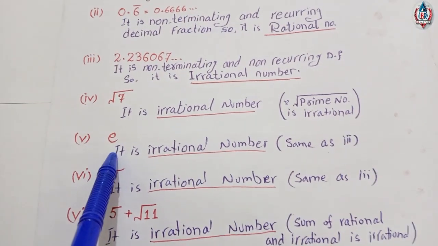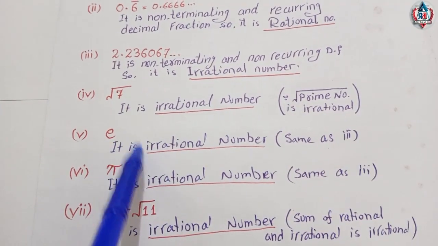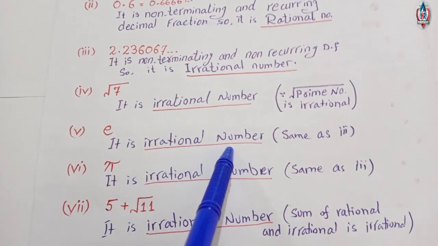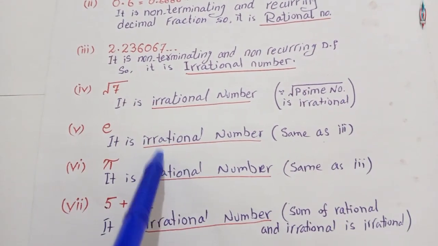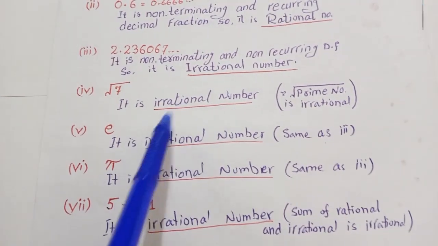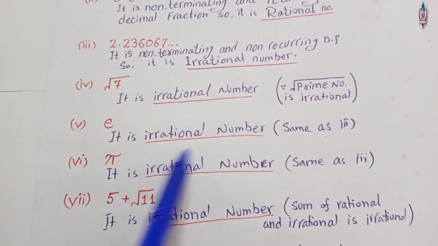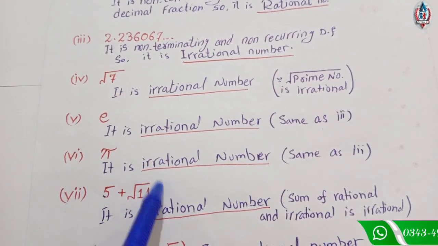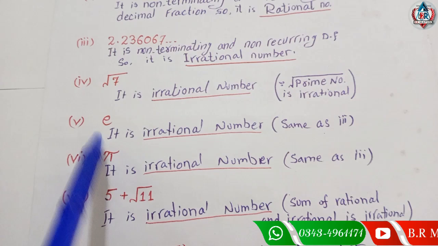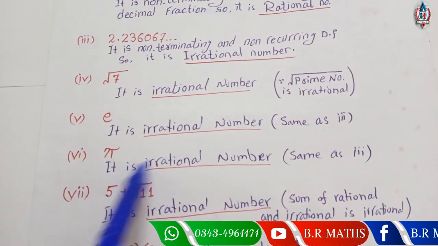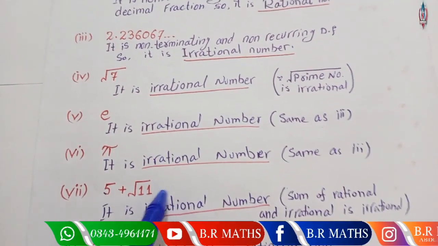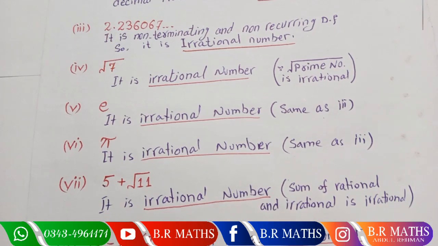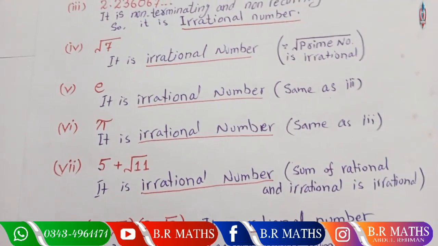e is the exponential number 2.718 up to infinity. So same as the third one, non-terminating and non-recurring. So this is irrational. Pi, students, is also similar to e. e and pi both are irrational numbers because both are non-terminating and non-recurring decimal fractions.